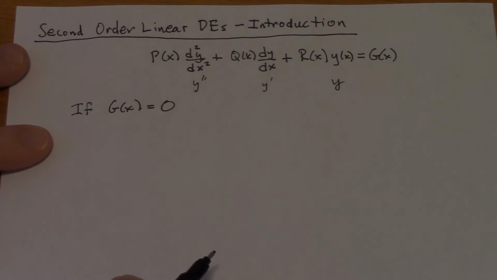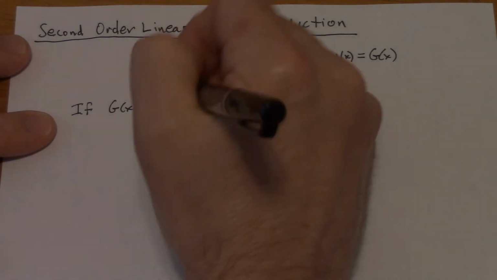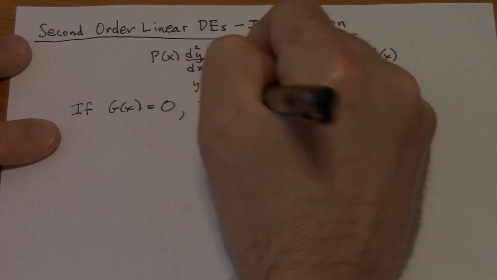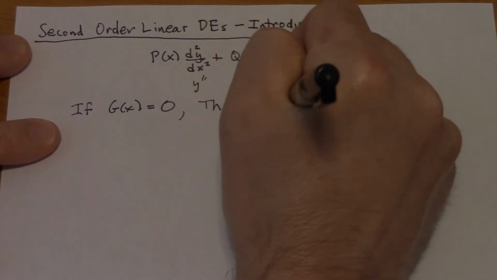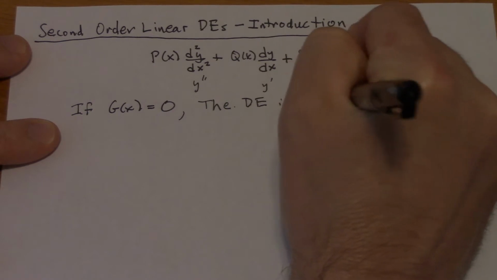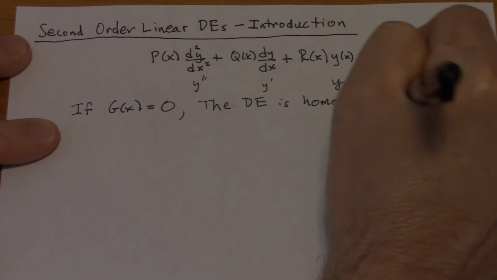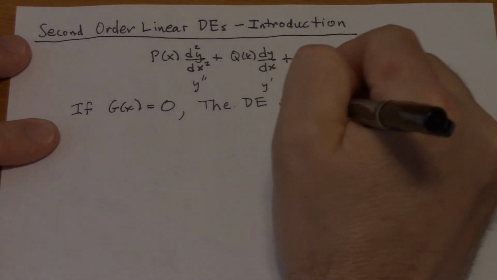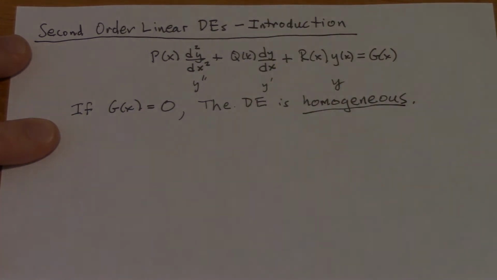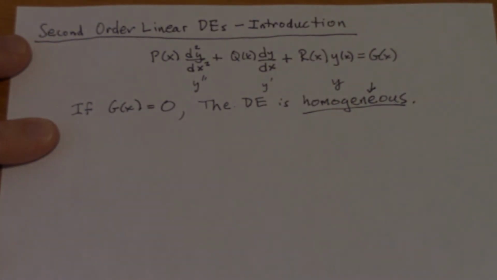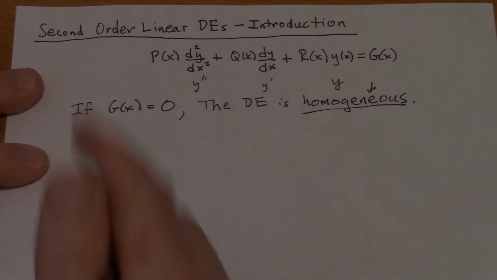All right, so to further type it, if g of x equals 0, we're going to give this guy another name. We're going to say that the dE is homogeneous. And just a point of contention, I'm going to move my hand here so you can see what I'm writing. That is not homogeneous. There is an extra E right there. This is homogeneous. And it does not mean the same thing as homogeneous does anyway.